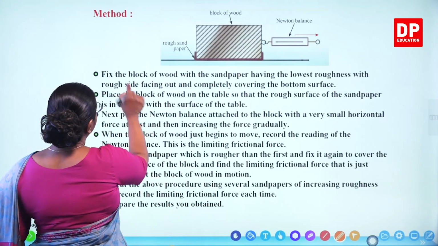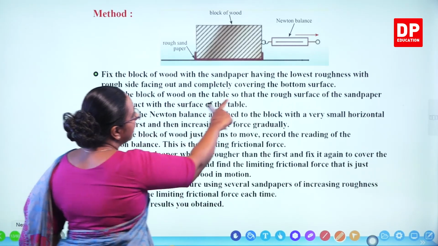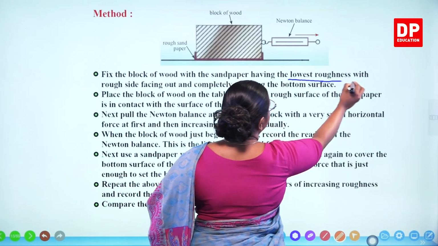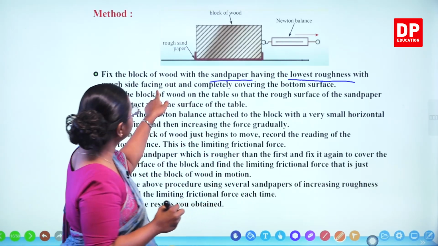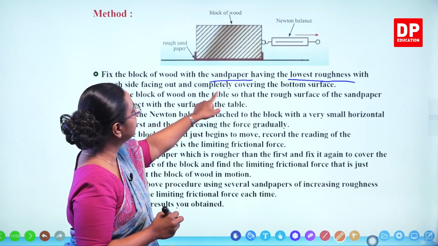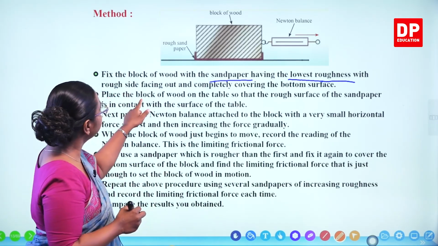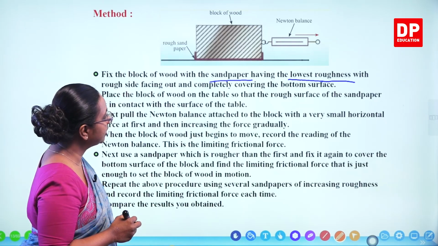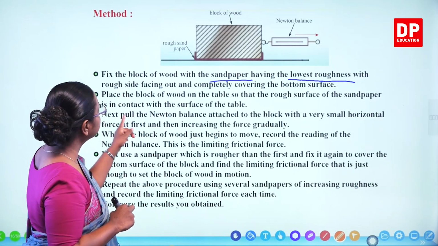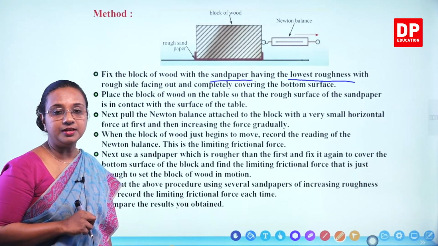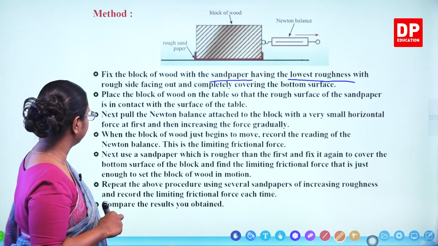So we can look at the steps. Fix the block of wood with the sandpaper having the lowest roughness with the rough side facing out and completely covering the bottom surface. Place the block of wood on the table so that the rough surface of the sandpaper is in contact with the surface of the table. So that is what is shown in the diagram.